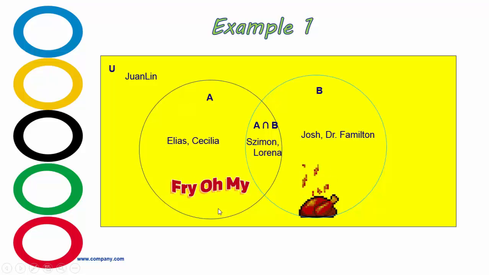So we set up the Venn diagram and the universal set. The one that's outside of A and B is Wan Lin. Then in A, we have Elias, Cecilia, and also Simone and Lorena. And in B, meaning the people who liked roasted food, is Josh, myself, Simone, and Lorena. And notice how Simone and Lorena liked both.